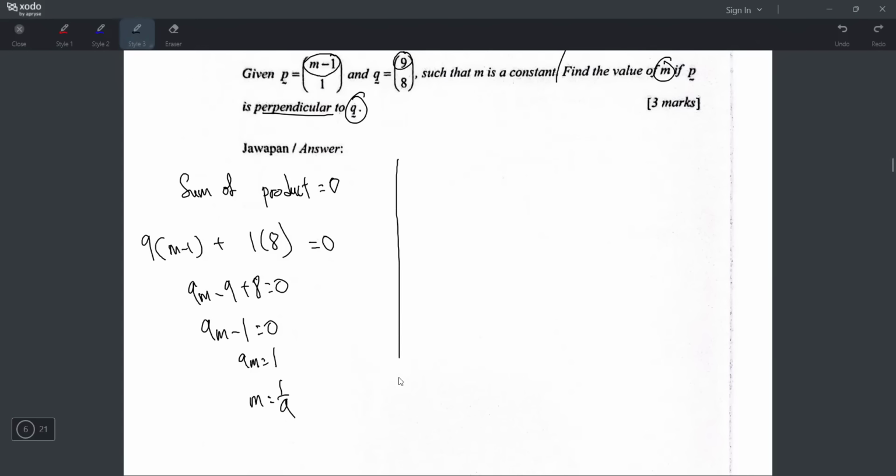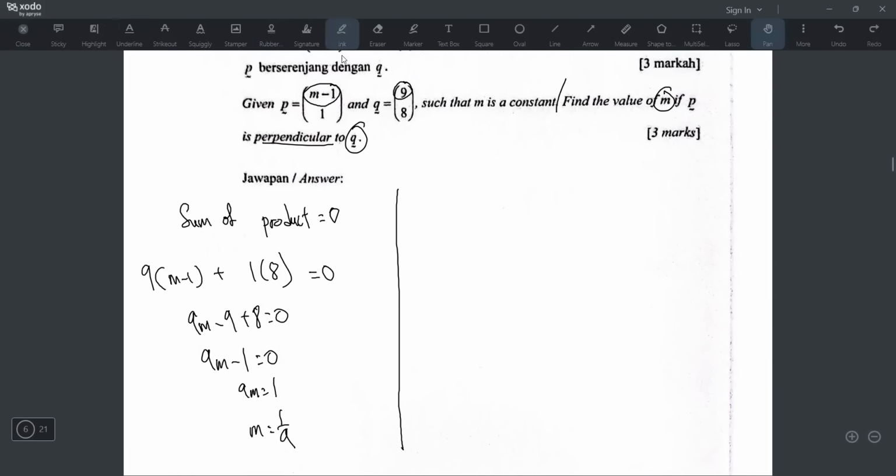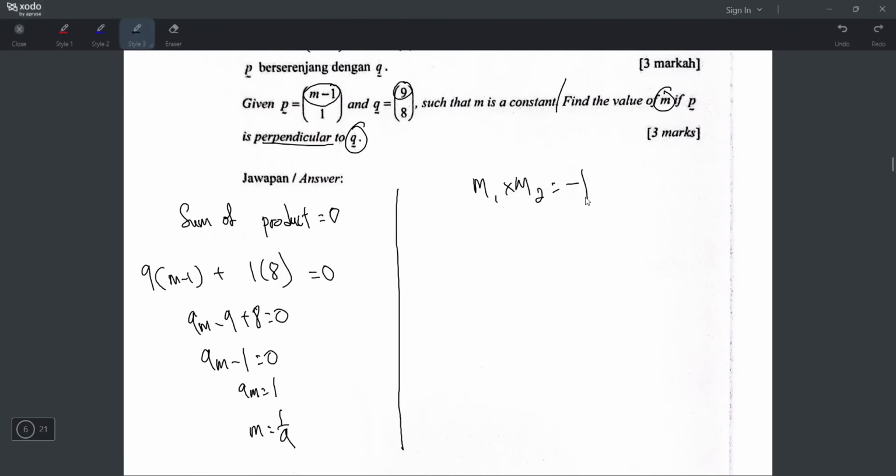Right? I know the marking scheme did it a little bit differently. The scheme actually never does it like this. The scheme actually uses the m1 times m2 equals negative 1 formula. But yeah, it works also. And let me tell you why it works for this question. Because it's an i and j question, right? If it's not i and j, then you cannot use this method. Okay, I'll explain this method also.